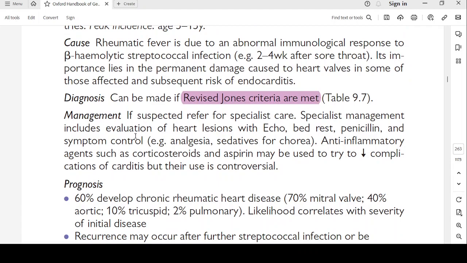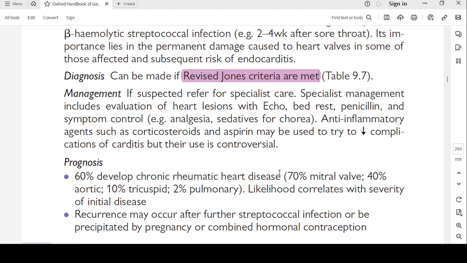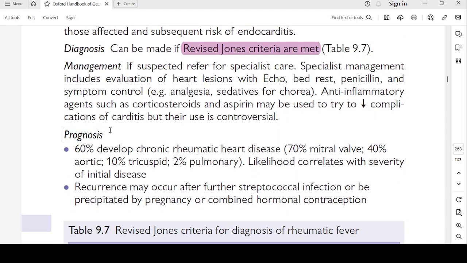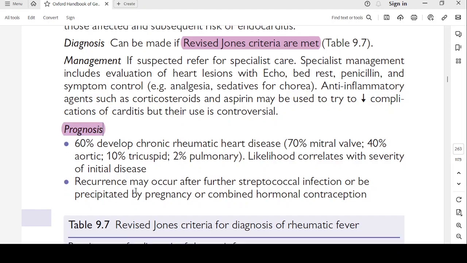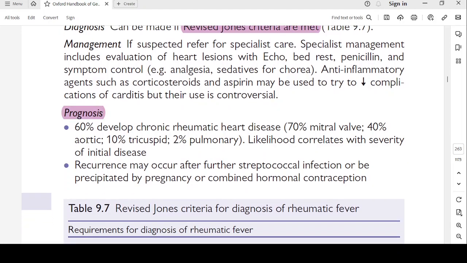Specialist management includes evaluation of the heart lesions with echo, bed rest, penicillins, symptom control, analgesia, sedatives for chorea, and anti-inflammatory agents. Anti-inflammatory agents such as corticosteroids and aspirin may be used to try to decrease the complications of carditis, but their use is controversial. So in rheumatic fever, you are only supposed to diagnose the patient and then send them for specialist referral. Prognosis: 60% develop chronic rheumatic heart disease.